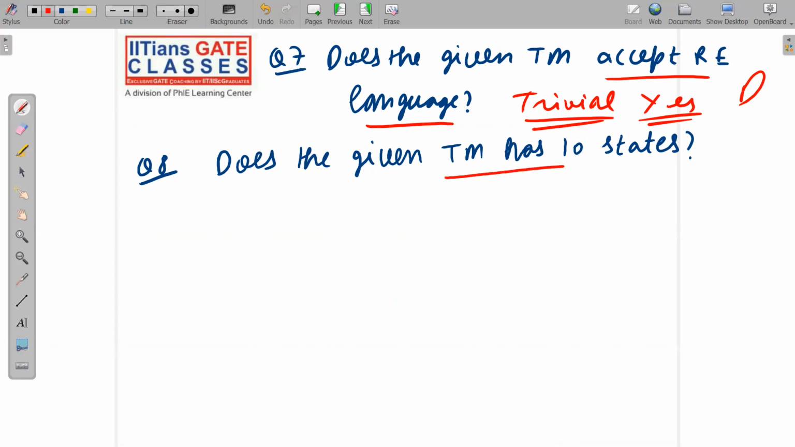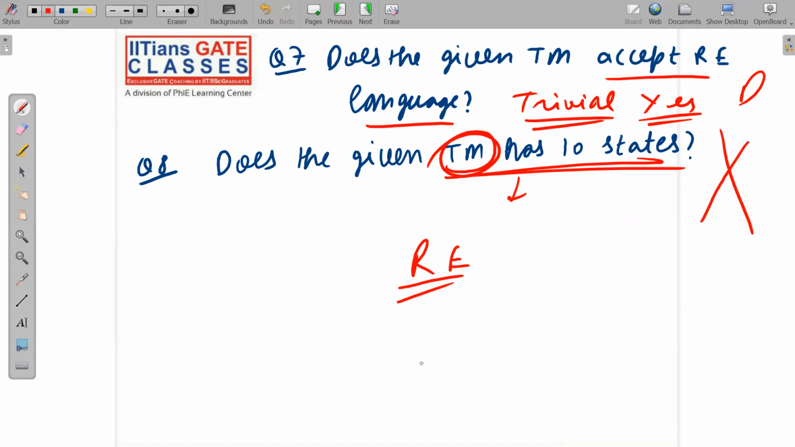Next, does the given Turing machine have 10 states? Again, this is a question about the Turing machine. It is not about an RE language, so here you cannot apply Rice theorem. By the way, I can tell you that this problem is decidable because you can obviously count the states in any Turing machine. I have given you a Turing machine, you can count the states, so it will be a decidable problem. But it is not a question for Rice theorem, because Rice theorem is all about RE languages, not about Turing machines. I hope I have made the point clear.